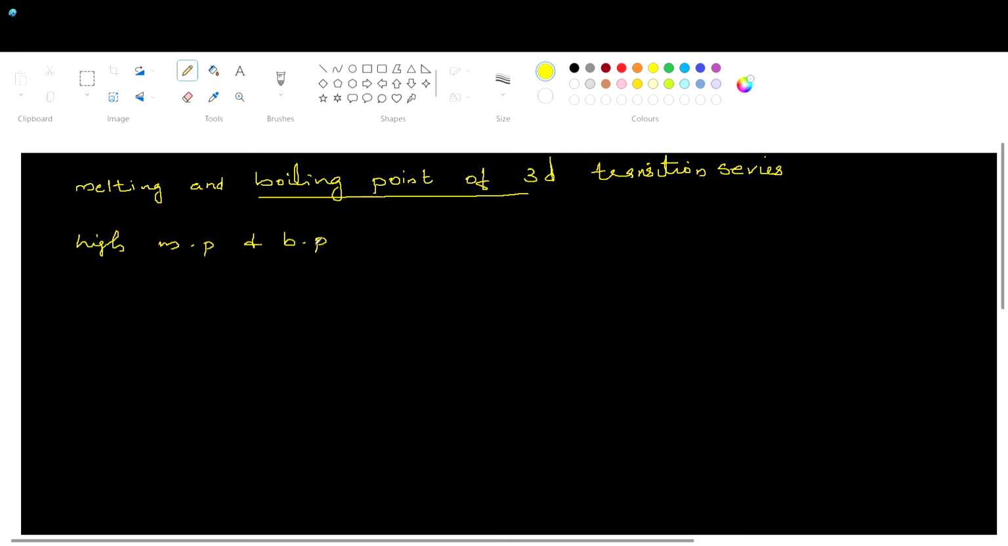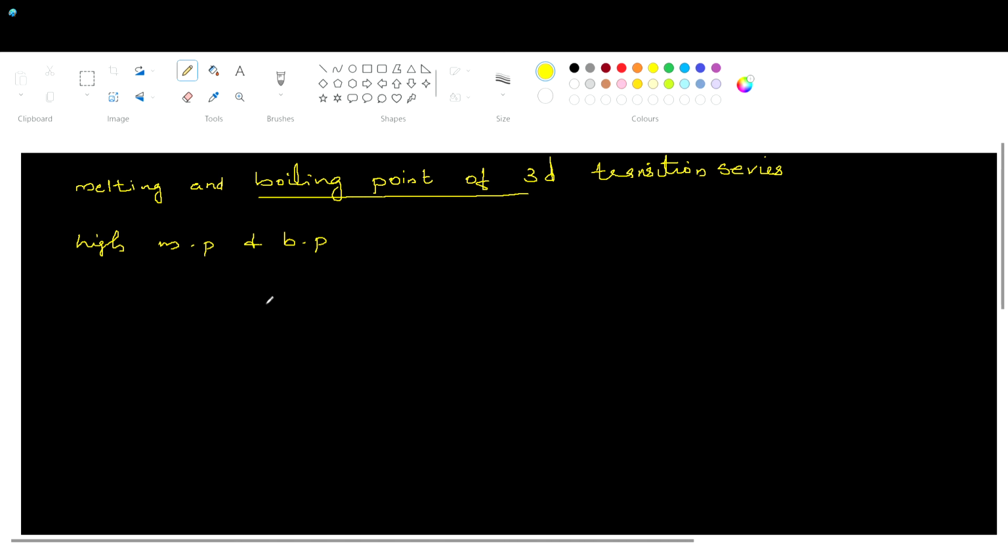Physical properties of transition elements. As transition elements are metals, they show all the characteristic properties of metals: they are hard, have high tensile strength, are good conductors of heat and electricity, are less volatile, ductile, and malleable. They have high melting and boiling points.